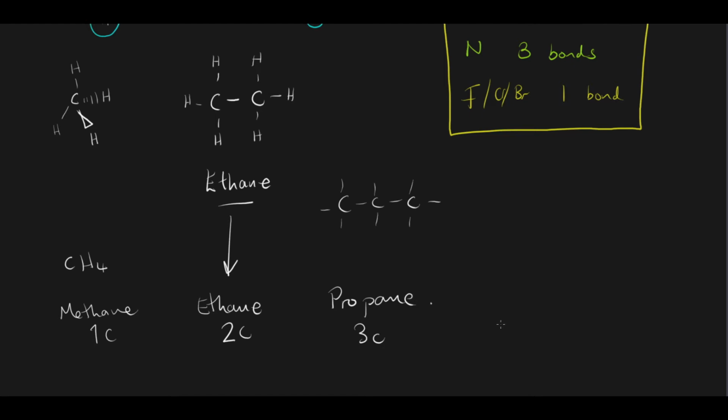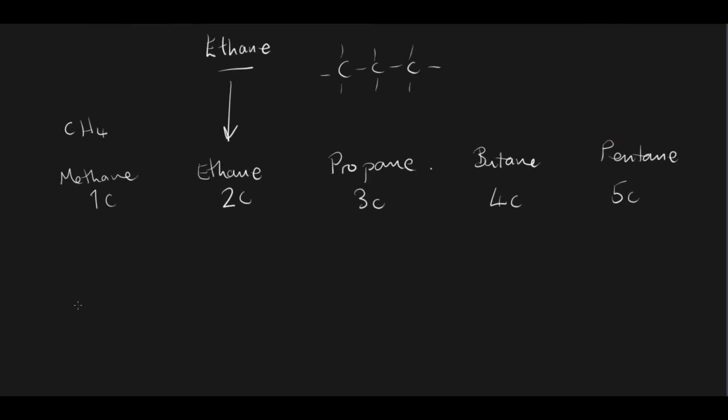And if I keep going, if I go to the 4th one, 4 carbons in a chain, this would be called butane. And if I go again and go to 5 carbons, then it's called pentane. And if I go up one more, I need the next row here, and 6 carbons, this is called hexane.